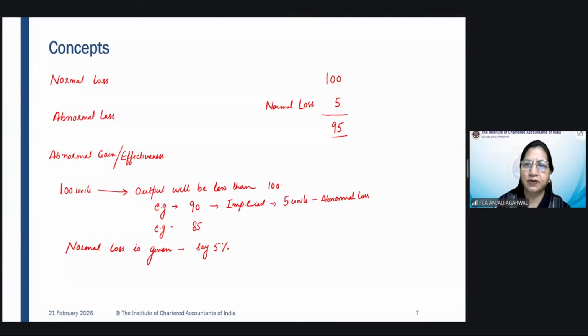Similarly, if 100 units are processed in process 1 and 5 is the normal loss, 95 units should be there. But if we get 85 units, it implies that there is a loss of 95 minus 85. So we should have in hand 95 units, but we have only 85 units. So 10 units is the abnormal loss.